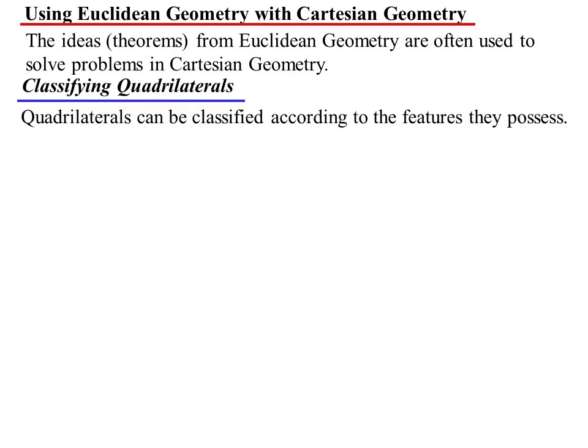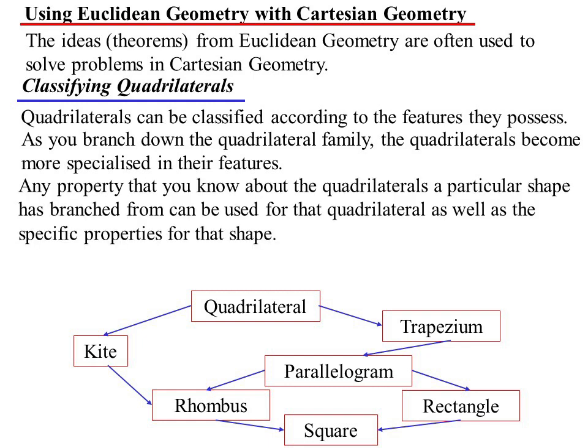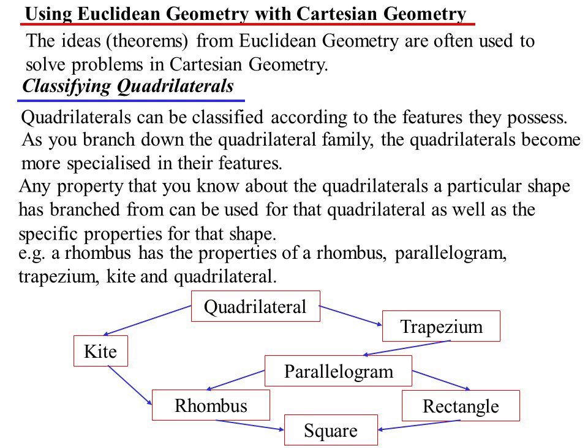Quadrilaterals then. So how do we classify our quadrilaterals? Well, we classify them depending on the features, the characteristics of the quadrilateral, if you like. So there's the quadrilateral family, a lovely little flow chart. As you go down, they get more specialised. So the example I put there was the rhombus. The rhombus would have all the features of a kite, a parallelogram, a trapezium, a quadrilateral.